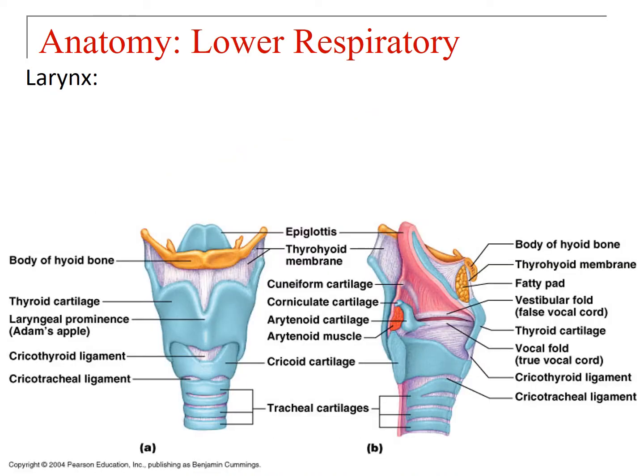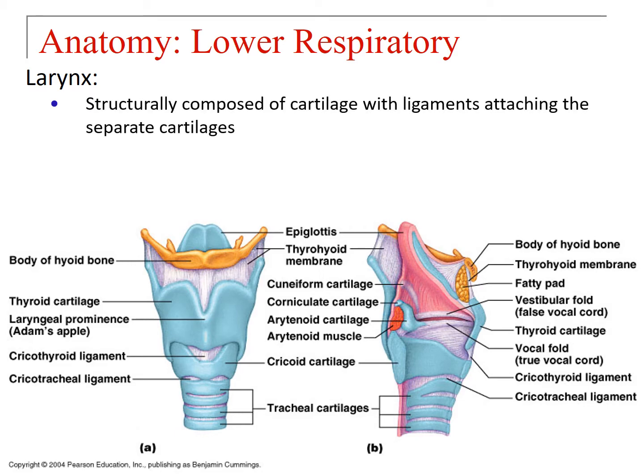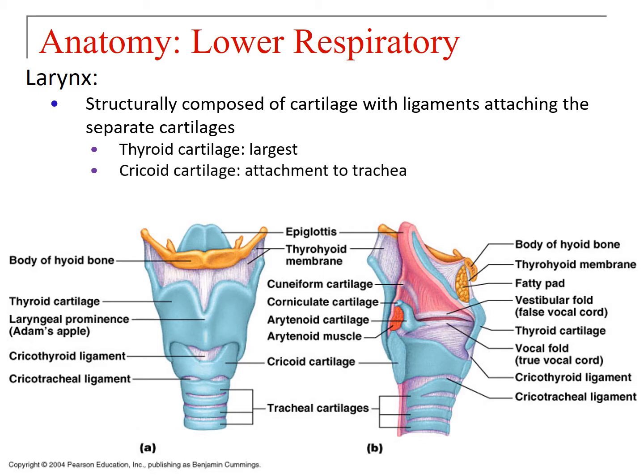Okay, so taking a look at the larynx itself, there are going to be three major cartilages that I'm going to draw your attention to. So the first thing to tell you is that its structure is made up of cartilage, and there are ligaments that are going to attach the separate cartilages. So the thyroid cartilage, located right here, is your largest cartilage. So you can see that it's very large.